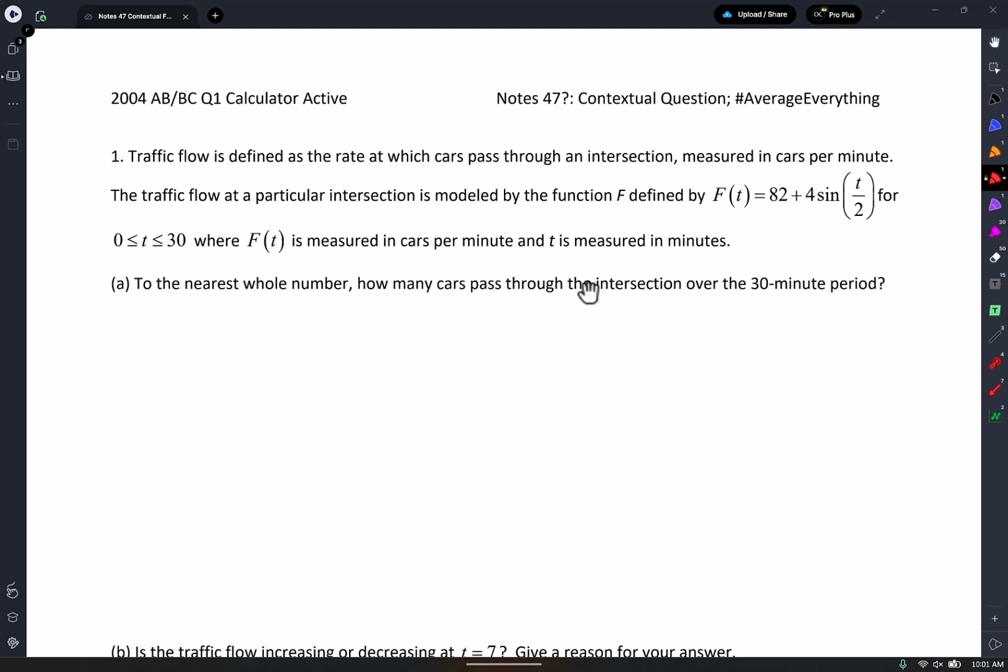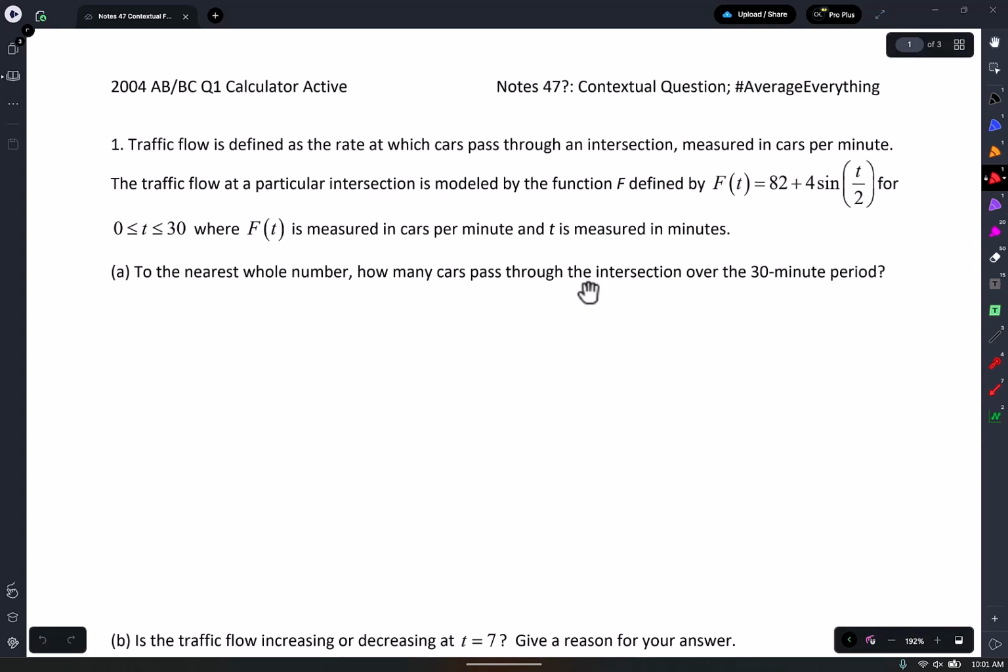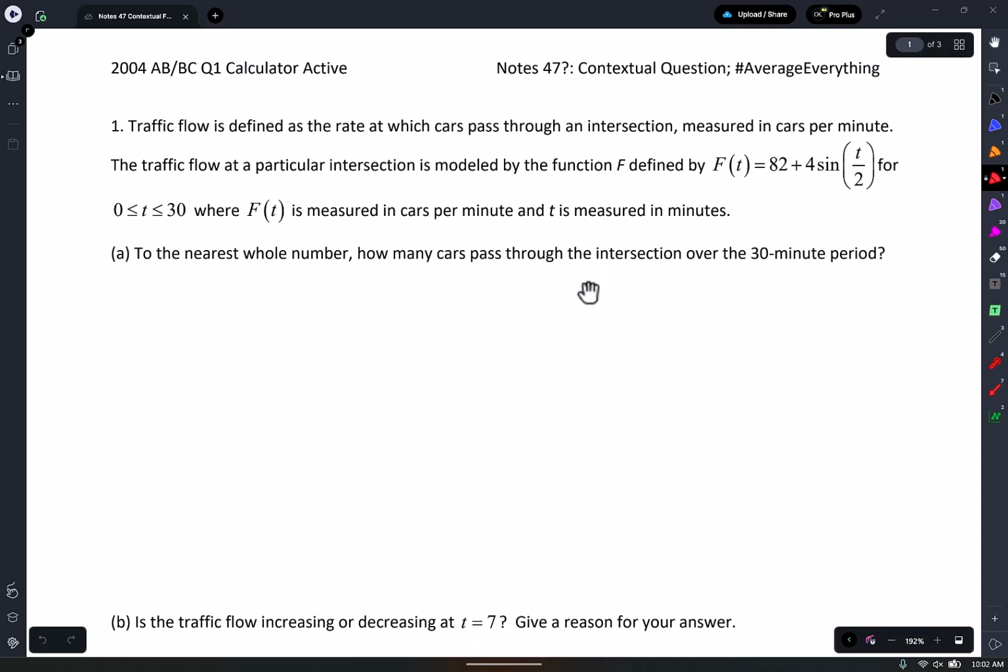You guys ready? Ms. Kyle, would you like to read number 1? Traffic flow is defined as the rate at which cars pass through the intersection, measured in cars per minute. The traffic flow at a particular intersection is modeled by the function f defined by f of t equals 82 plus 4 sine of t over 2 for t between 0 and 30, where f of t is measured in cars per minute and t is measured in minutes.